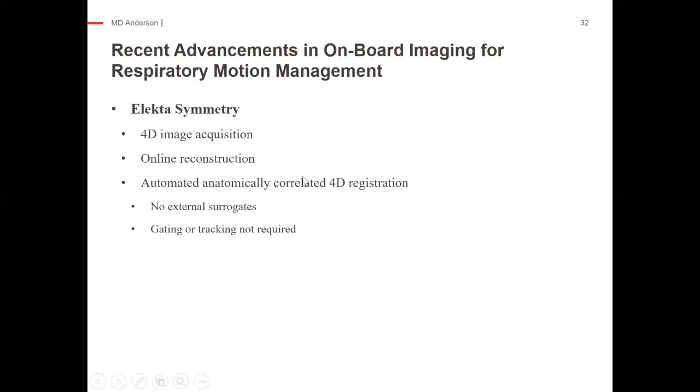The Elekta system, I'm not entirely familiar with, but they do have 4D image acquisition with online reconstruction available. And this is kind of an interesting different system in that it doesn't have gating or tracking. It uses anatomically correlated 4D. So you don't have an external surrogate, like a marker block or breath hold level. It's anatomically gated or correlated.